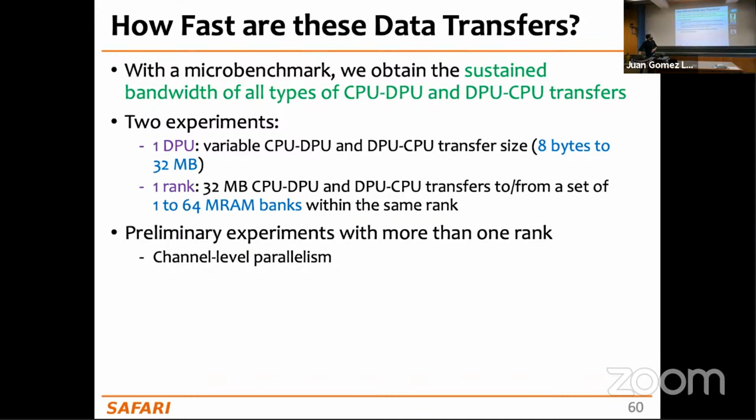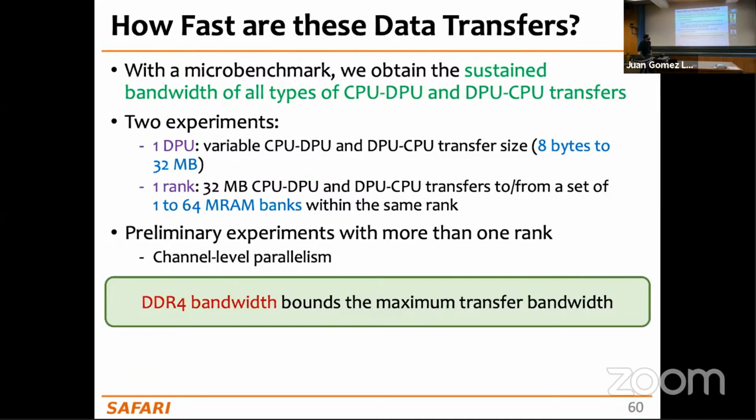Yeah, so we also did some preliminary experiments using more than 64 banks, more than one rank, and we detect that the system is exploiting channel-level parallelism, right? So you have several memory controllers in the system, and they can be moving data from the MRAM memories to the main memory in parallel. So the system is able to exploit channel-level parallelism to get even higher bandwidth for this communication from main memory to the MRAMs and vice versa.